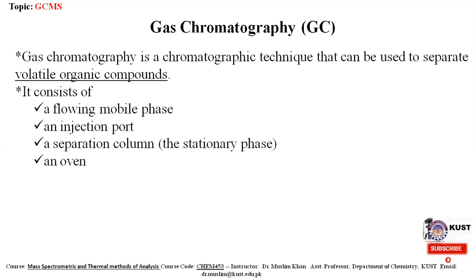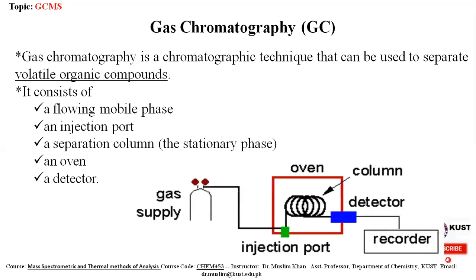And there is an oven, a thermostat oven, which heats up this column along with the sample, and then a detector. This is how the chromatographic system, this GC, has a gas supply, either helium or argon, which goes to the column seated in the thermostat oven. Here the sample is injected, and different components of the sample are separated on the stationary phase, and then go to the detector.